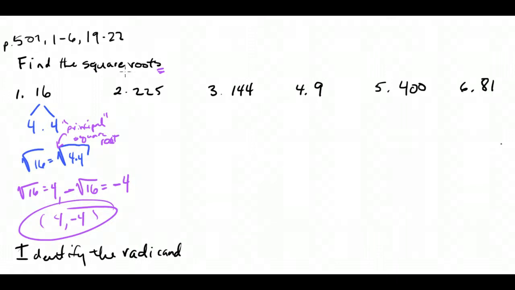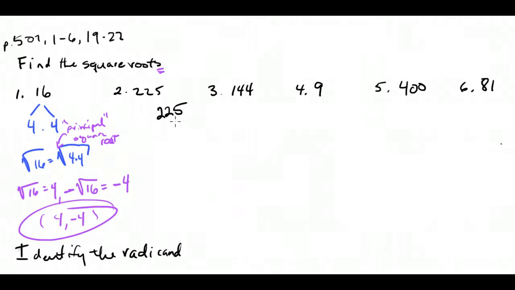Number 2 says find the square roots of 225. Now you may not have the factors of 225 memorized, and that's okay. We don't need to memorize all of our factors as long as we know how to prime factor. So let's take 225 and prime factor that. Remember, when we're prime factoring, we're looking for the smallest prime number that can evenly divide into 225.